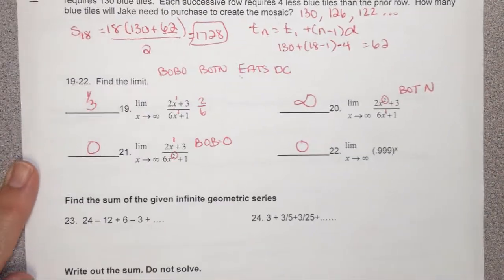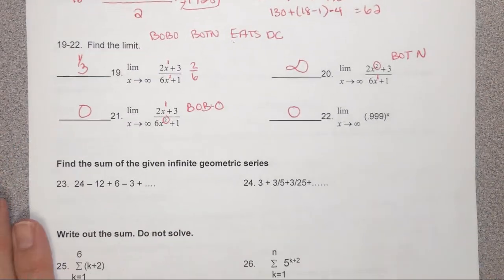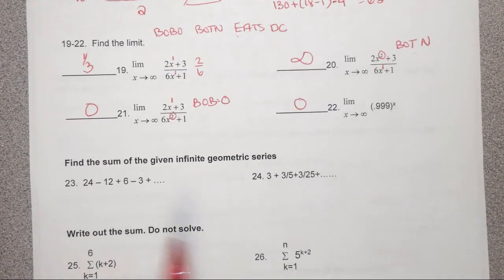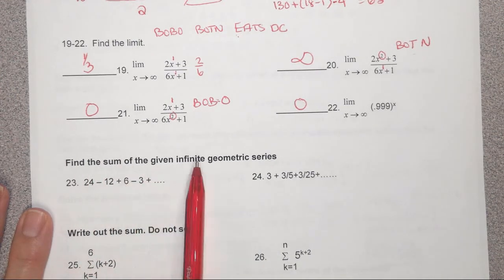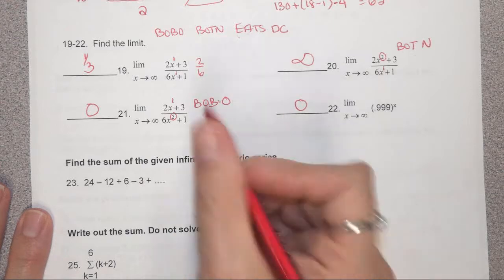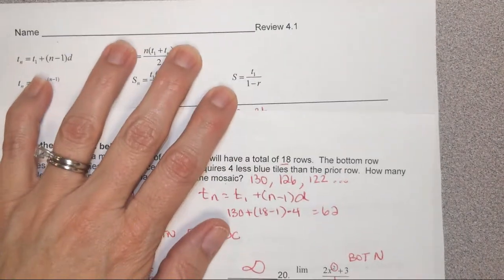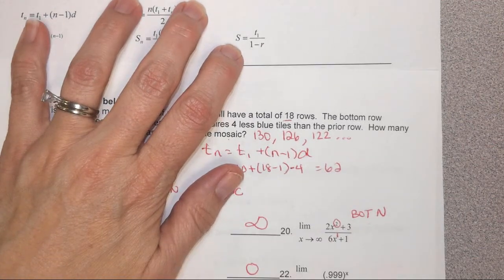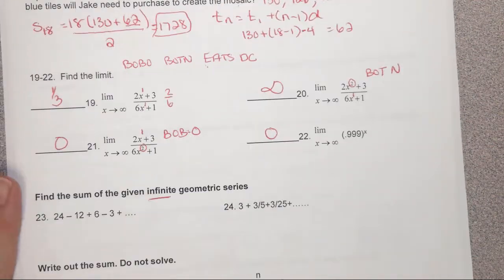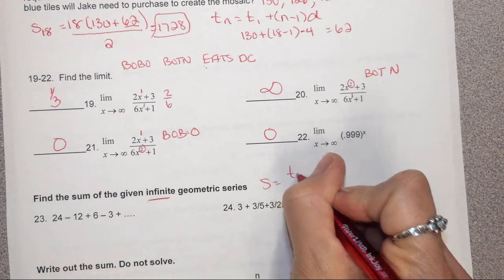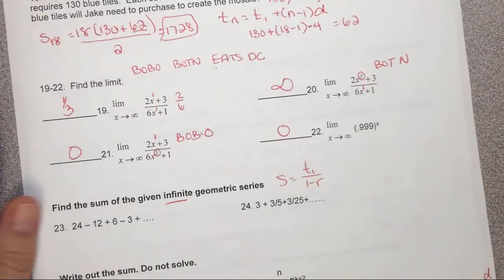Okay, on 23 and 24, this is what we actually covered this week, so this is probably a little fresher in your head. It says find the sum of the given infinite geometric series. Because it says infinite, I'm going to use the equation that's right here that doesn't have the n. Just s equals t1 over 1 minus r.